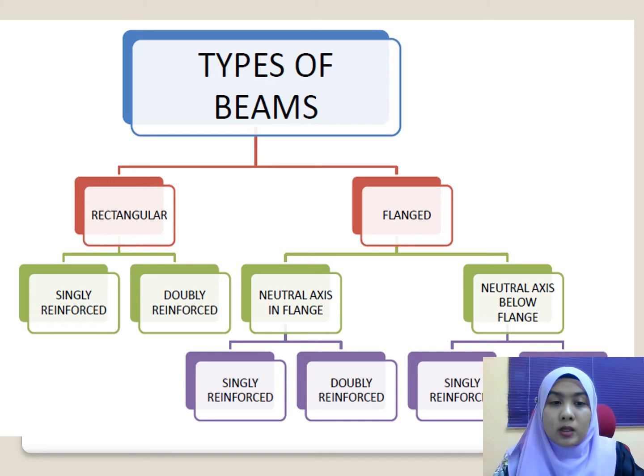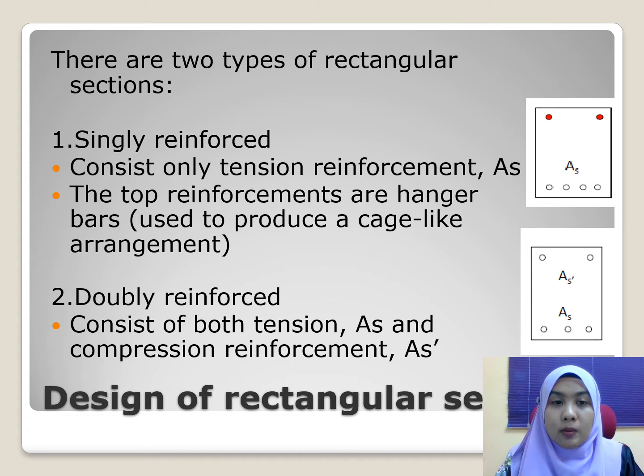Before we begin, let's look into the types of beams that we have. We have rectangular beams and also flanged beams. First we are going to look into the rectangular beam, which means the shape of the beam is rectangular. For rectangular beams, we have single reinforced or double reinforced. So there are two types of rectangular section, which are single reinforced and double reinforced.